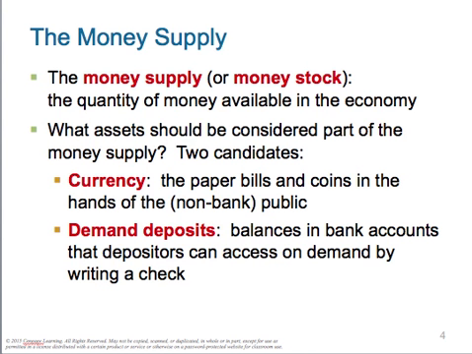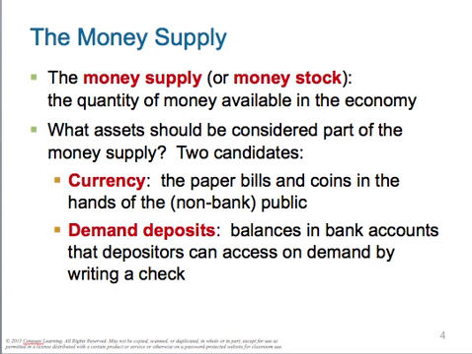Remember, money is just a medium of exchange. There's more of it out there. It's less scarce. It can be less valuable. All right, so there's a money supply or money stock. It's the number of dollars. The money supply or money stock is the quantity of money available in the economy.